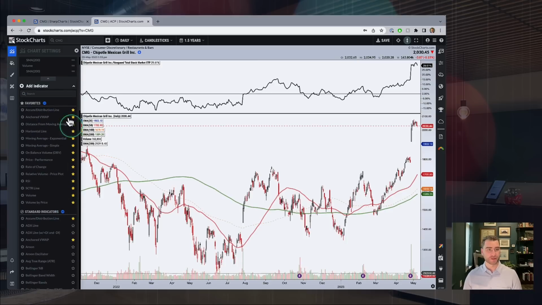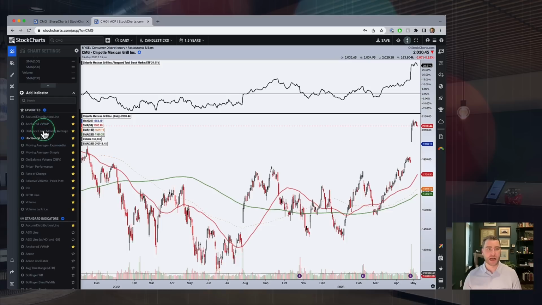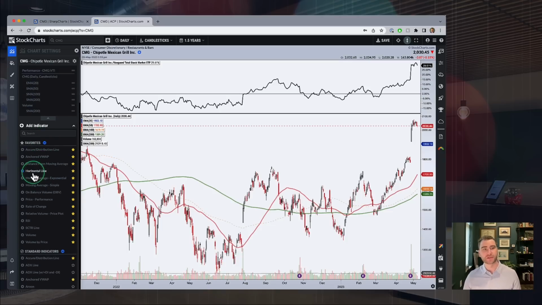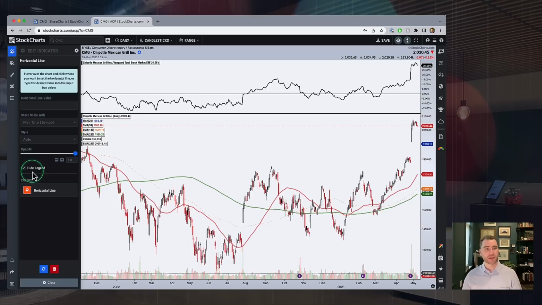When you do favorite something, it's going to show up as a star indicator right at the top of the list. So you can see in here, one of my favorite indicators is horizontal line. These are alphabetical, so it shows up pretty high in the list. So I've got a horizontal line indicator right here that I can easily access. When I give that a click, you can see that I've got the settings for that horizontal line. And once again, we've got our horizontal line value input right here.